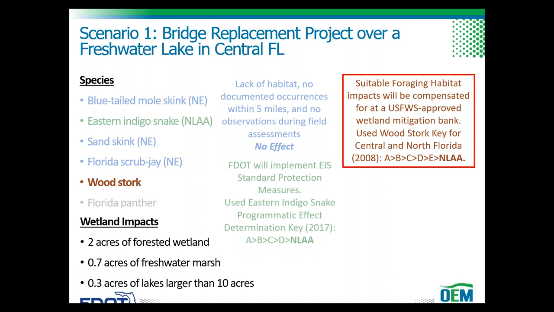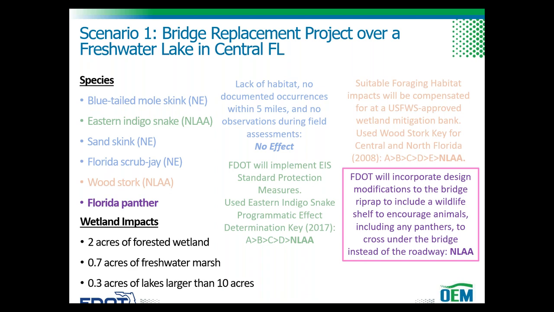This project occurs within a core foraging area for wood storks, and more than half an acre of suitable foraging habitat will be impacted, but the project is not within 2,500 feet of an active colony. Through the use of the wood stork key, we determined that the project may affect, not likely to adversely affect, wood storks as long as suitable foraging habitat is compensated for at a U.S. Fish and Wildlife Service approved wetland mitigation bank.